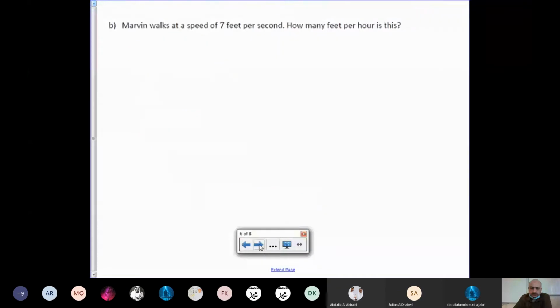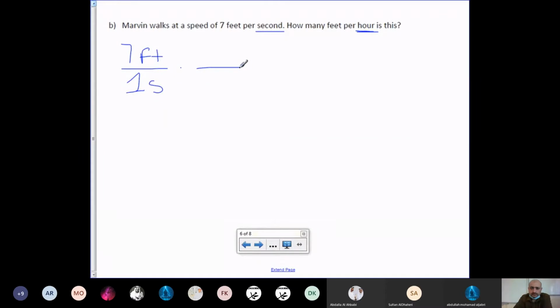Marvin walks at a speed of 7 feet per second. How many feet per hour is this? So what we're changing is seconds into hours. However, we can't go from seconds to hours just like that. We have to first go from seconds to minutes and then minutes to hours. I don't know how many seconds are in an hour, but I can tell you how many seconds are in a minute and how many minutes are in an hour.